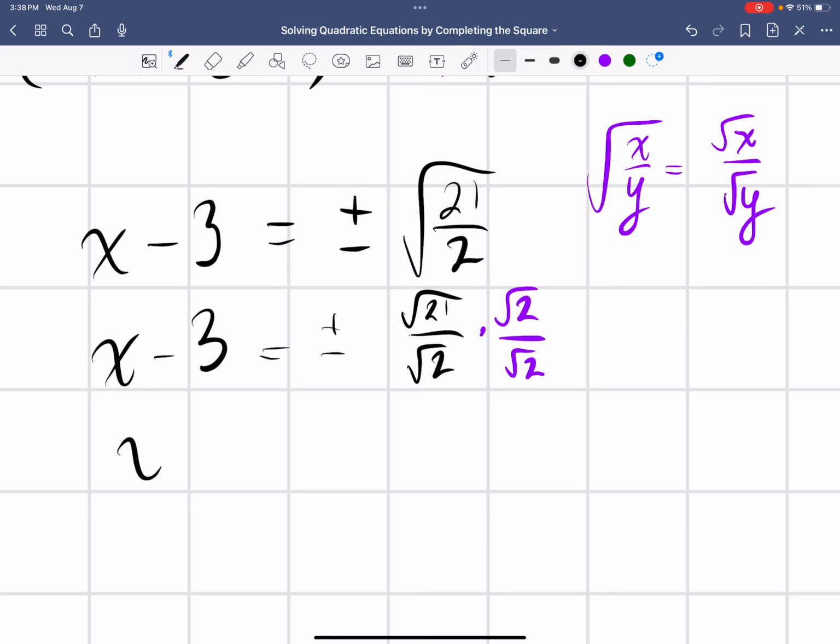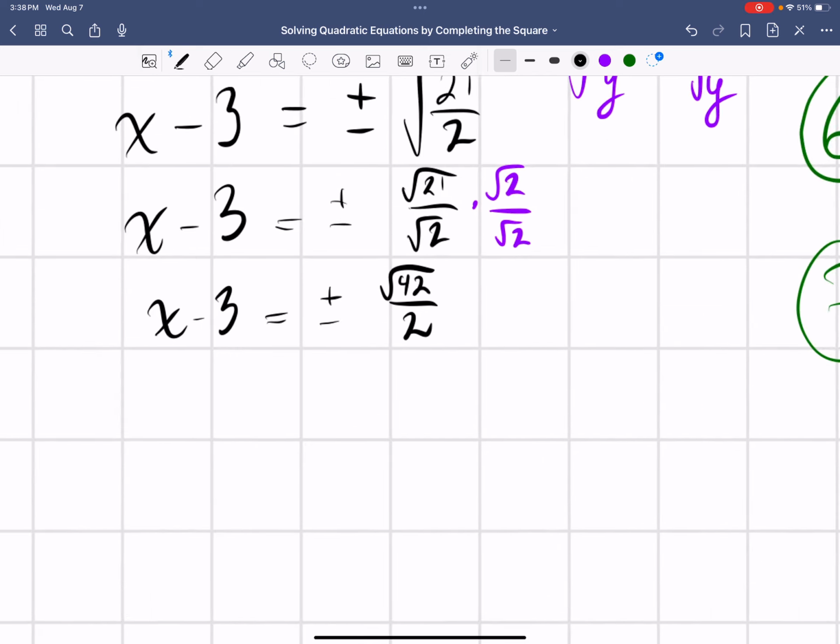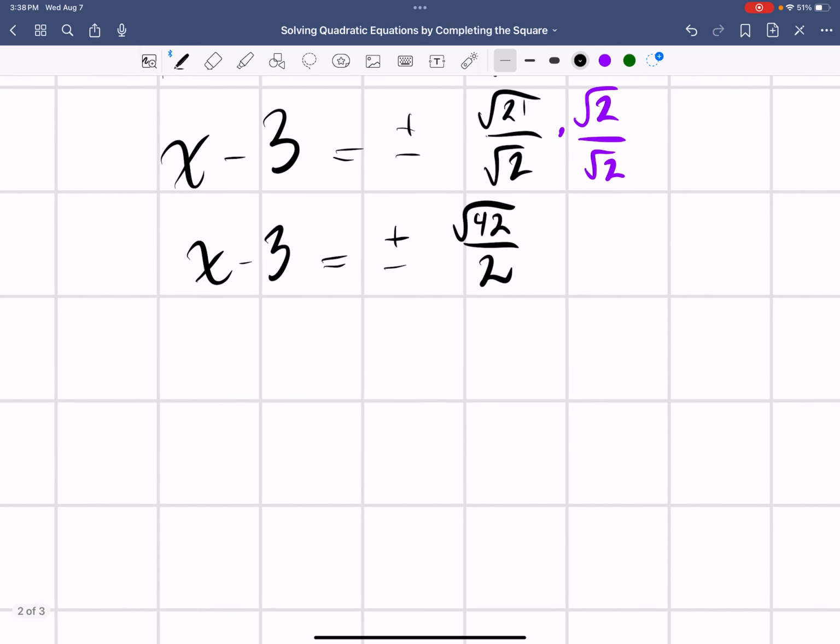And that'll give us plus or minus root 42 over 2. The last step is isolate x. And to do that, we'll just add 3 to both sides of the equation.